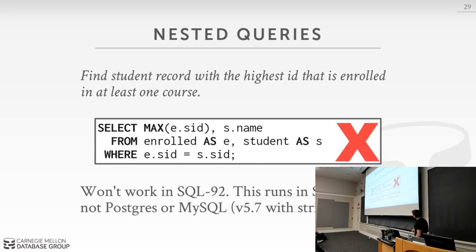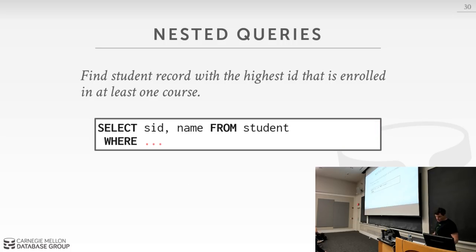So this doesn't work in the SQL standard. It runs in SQLite and MySQL if we turn off that strict mode thing. So the way we can do this is a nested query, and again, let's build it constructively. We know that we want the student ID and the name as the output, but it's the where clause that we have to figure out. And this one basically says that we want to get a matching tuple that is greater than every other student ID that's in our table, right?